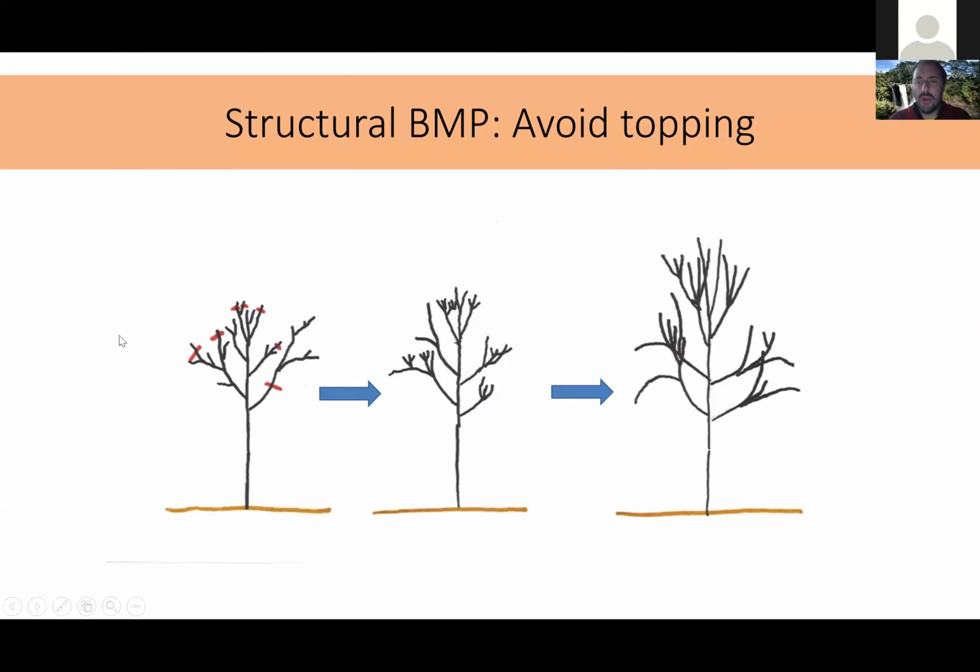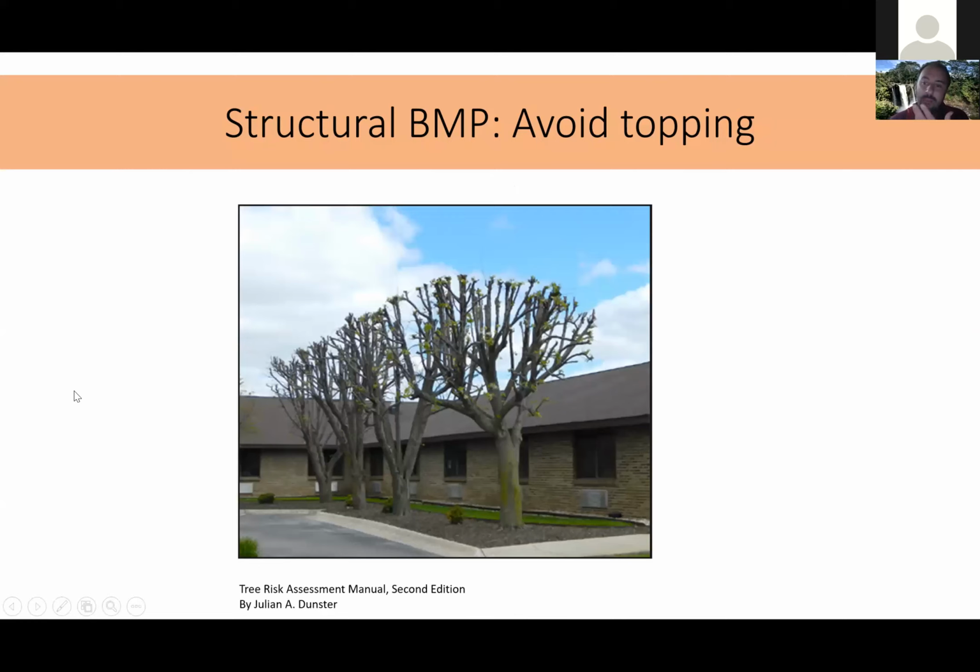So one thing we don't want to do with structural pruning is topping. And I already showed an example of where we round over a small tree. Here is an example with a little more mature trees. So topping is essentially just treating a tree like a shrub. We just indiscriminately make heading cuts or even not really correct heading cuts. We don't cut at a bud, but just in the middle of a branch.